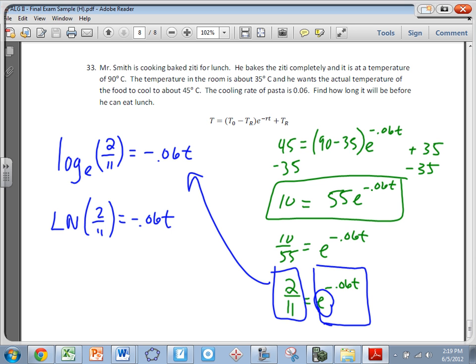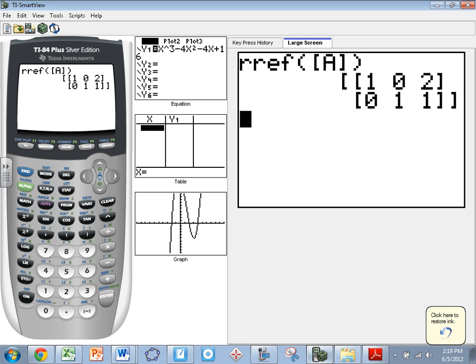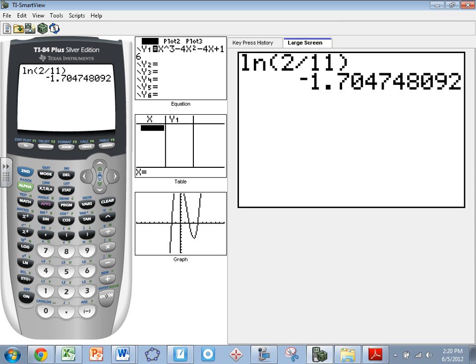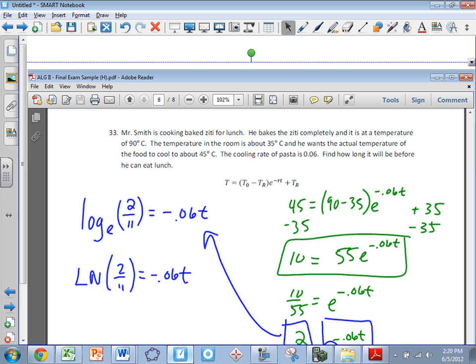Well, we need to know what ln of 2 over 11 is, right? We have to know what the actual value is. So let's go ahead and figure that out. So let's do the natural log. Let's clear this out. ln is right over here. ln of 2 over 11. Okay, that's what my answer turns out to be. Now, again, I'm going to round right now. So negative 1.7 approximately. So let's go back to our problem here.